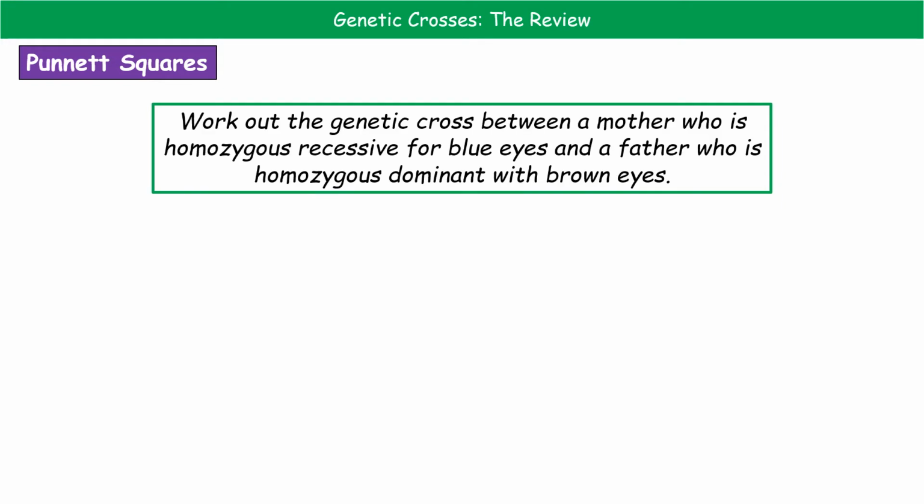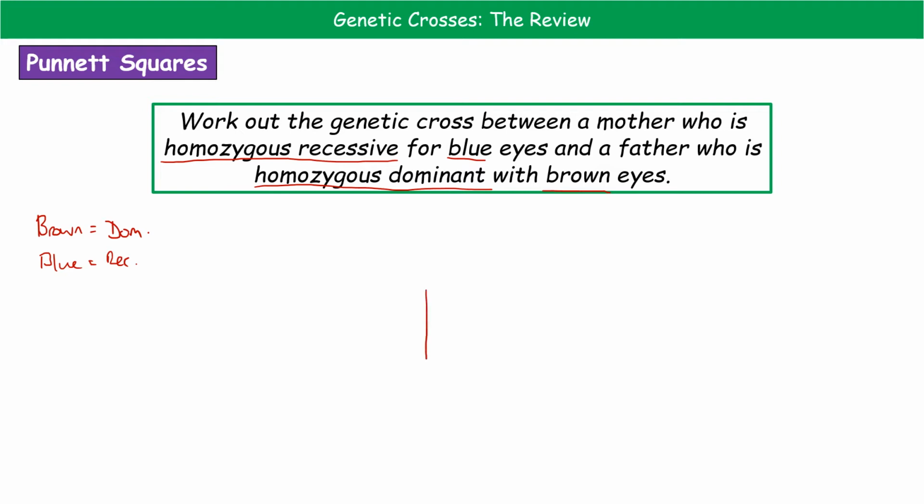So let's look at this in practice. Here's our question. Work out the genetic cross for a mother who is homozygous recessive for blue eyes and a father who is homozygous dominant with brown eyes. So we know we've got homozygous recessive for blue, and we've got homozygous dominant for brown. So from that, we know that brown is our dominant trait. So brown is dominant, blue is recessive. So there's just your little note there.